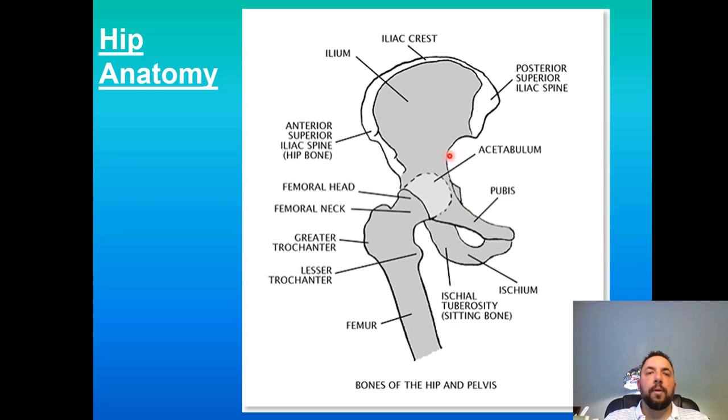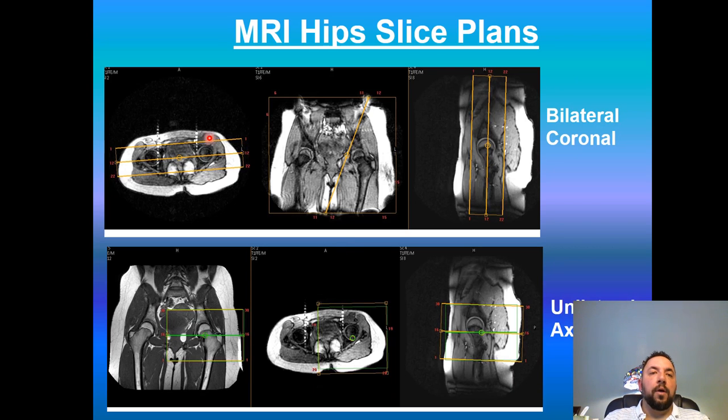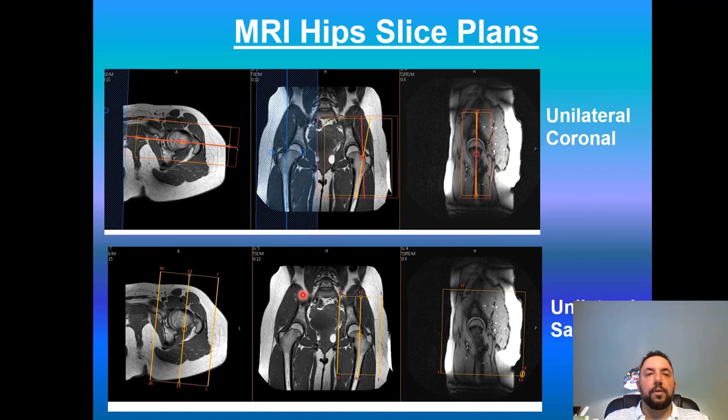So again, our coverage basically wants to be below the ASIS, down through the entirety of the lesser trochanter for coverage in a hip MR. Almost every single place I've ever worked at in 20 years of doing MR covers bilaterals so that you can get adequate coverage, and then unilaterals on the one side as well.